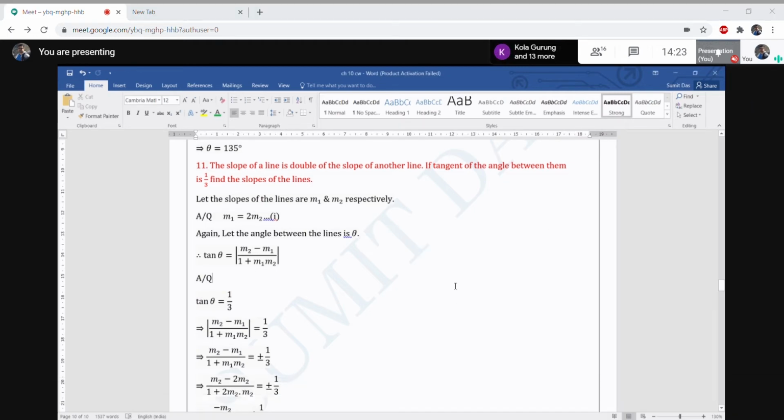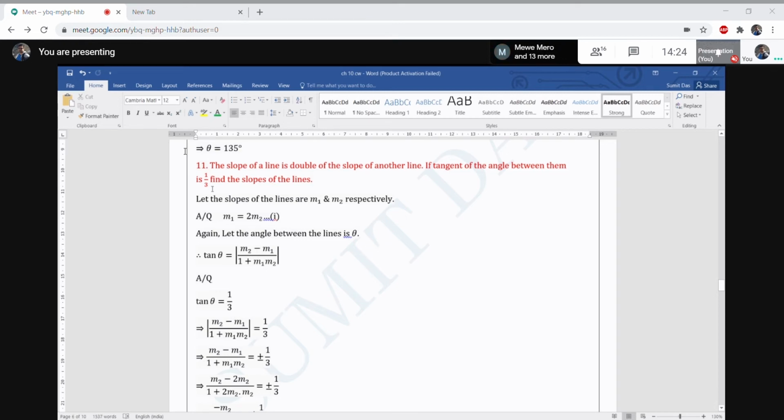In question number 11, it's saying that the slope of a line is double the slope of another line. And it's saying that if the tangent of the angle between them is 1 by 3, we know the angle between them formula. Tangent of the angle between them is 1 by 3. We have to find the slope. Okay, that's our question.